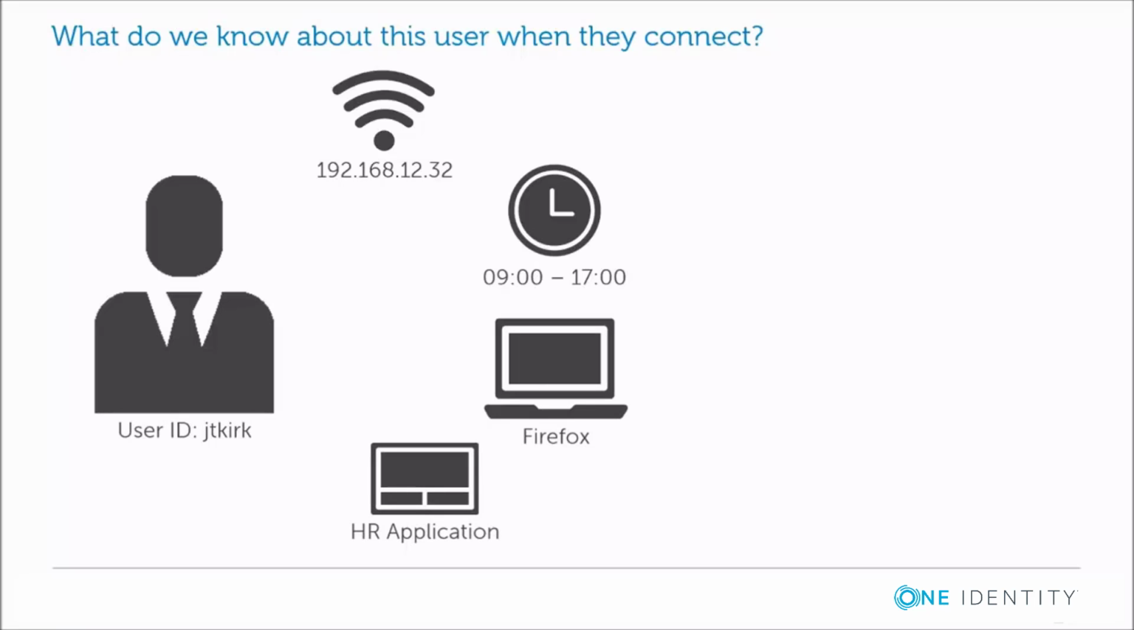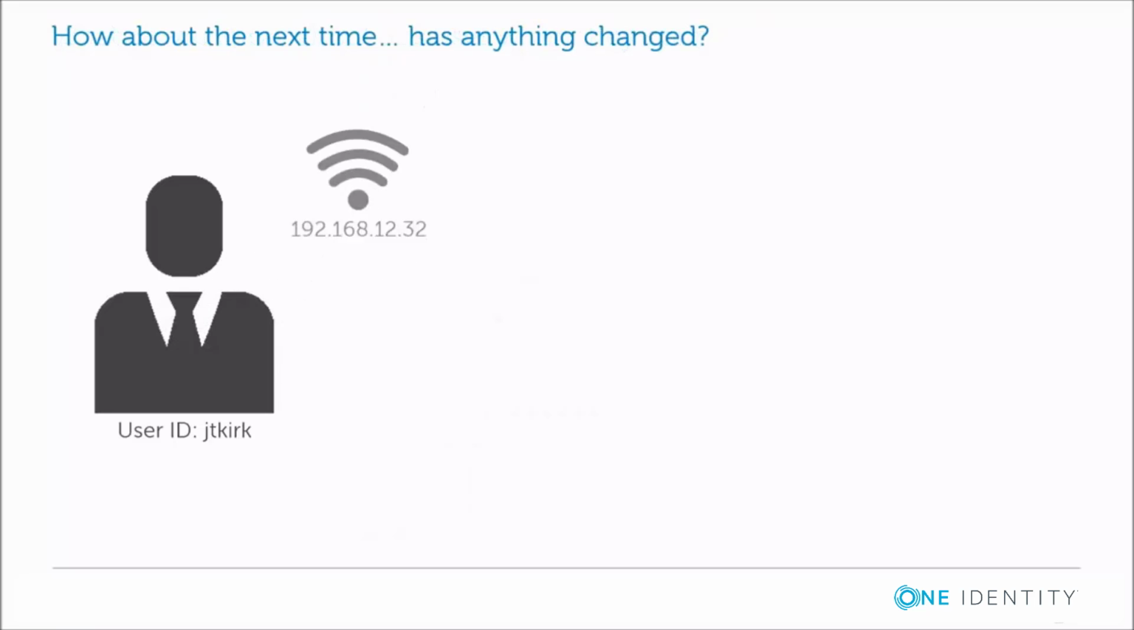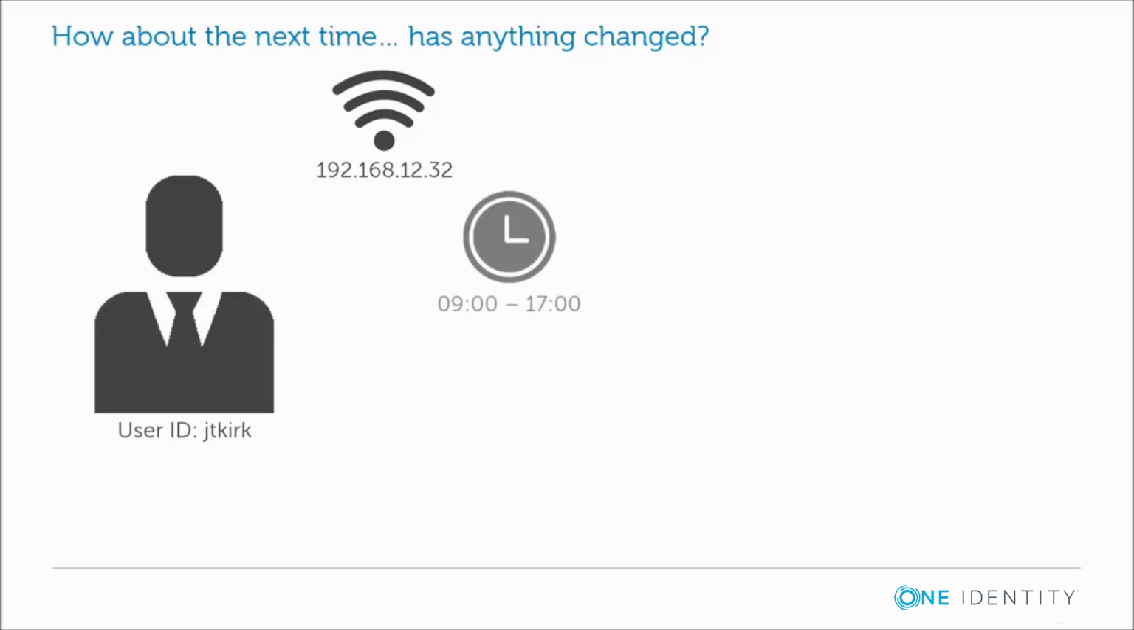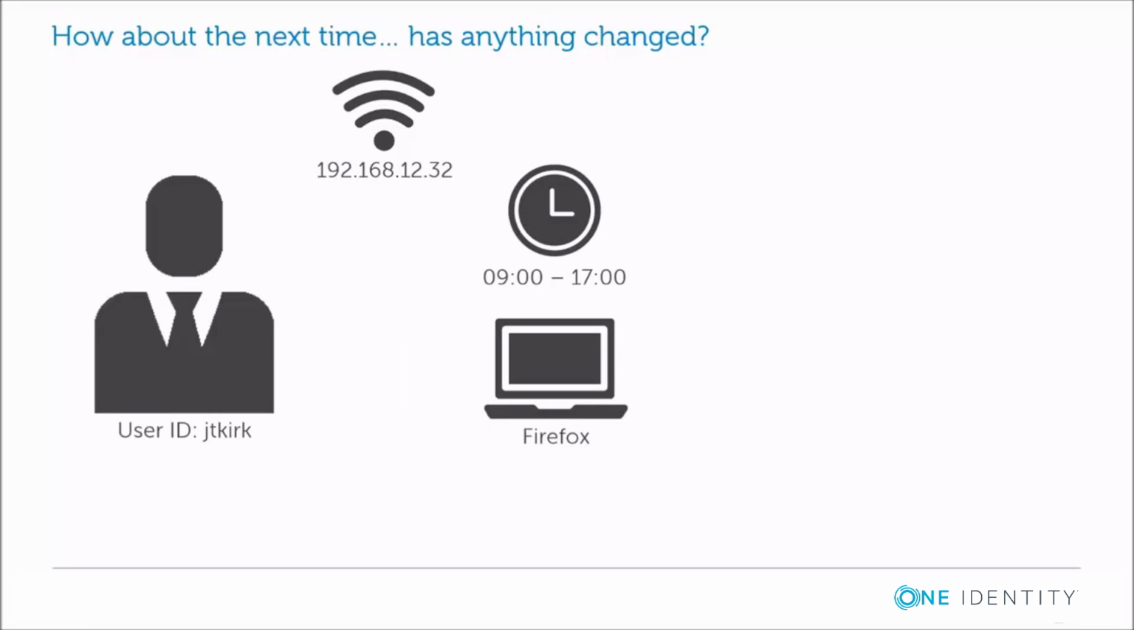What about the next time he connects? Well, we're going to see the same IP address. We're going to see the same behavioral patterns like time of day. We're going to see the same browser, and we're going to see him connecting to exactly the same application. So the thing to notice here is that nothing's changed. Well, what if we use this information, things like IP, usage patterns, behavioral patterns, the browsers that someone's using, the applications they're connecting to, and we build a profile about that person?